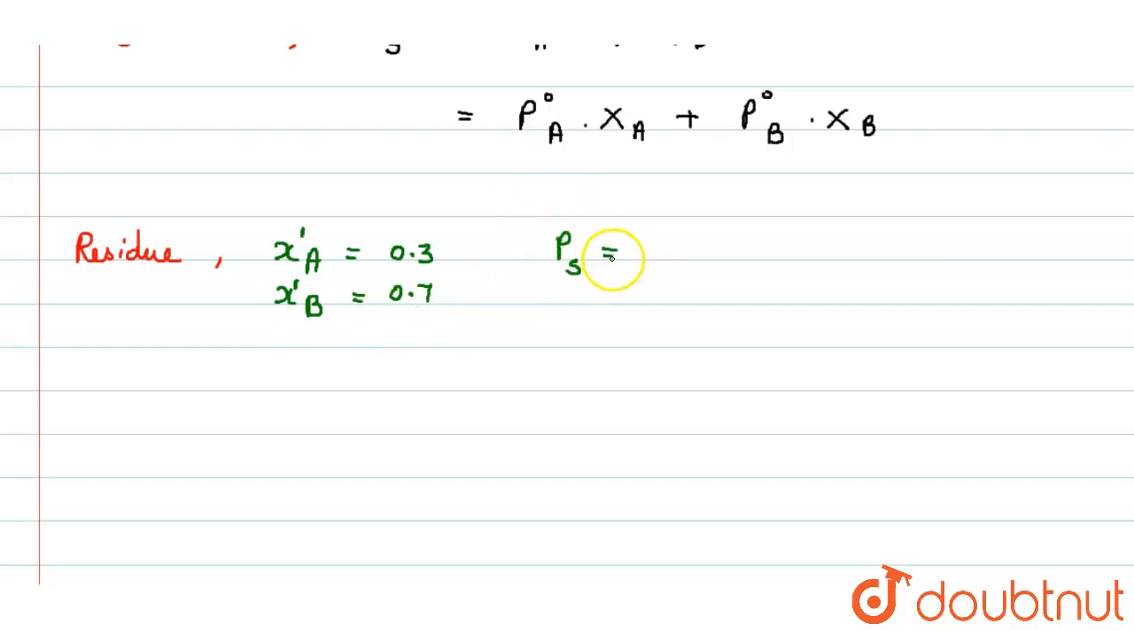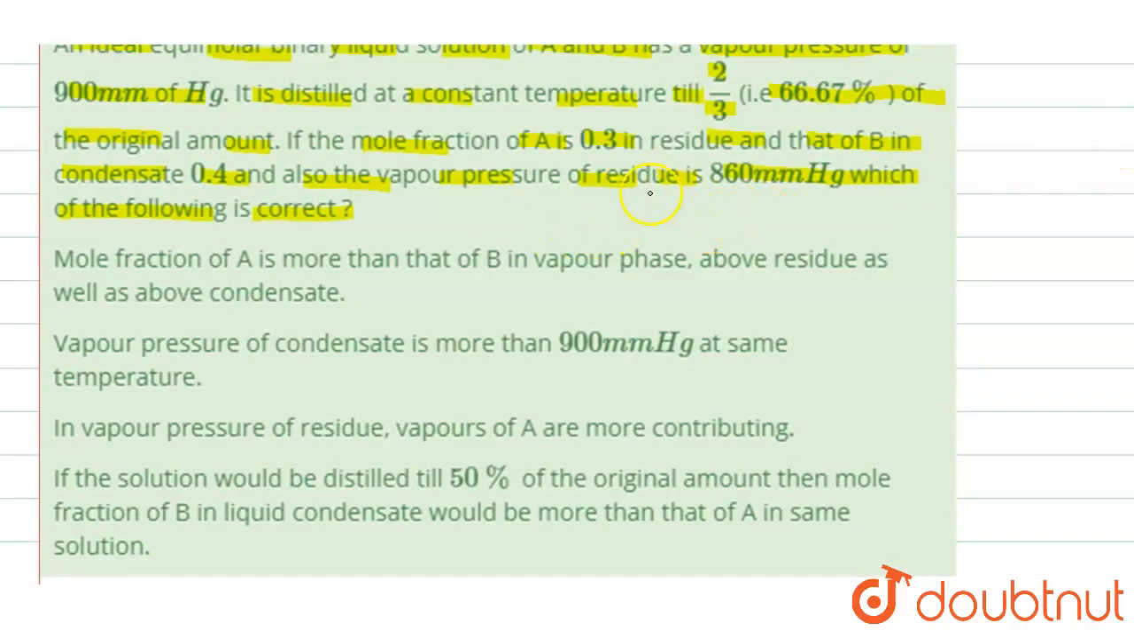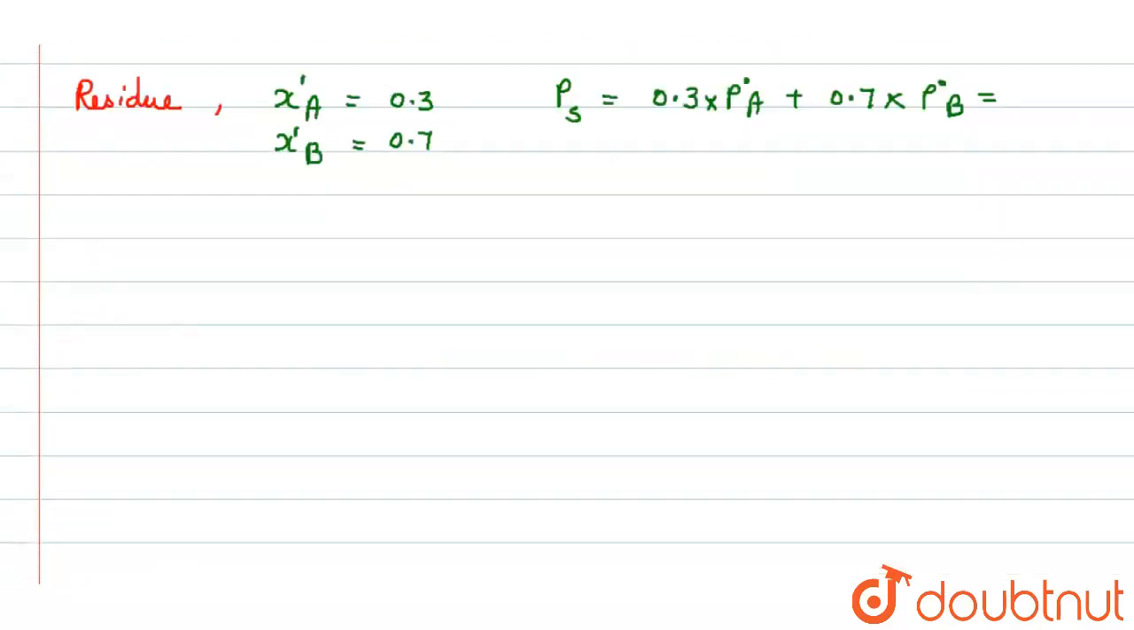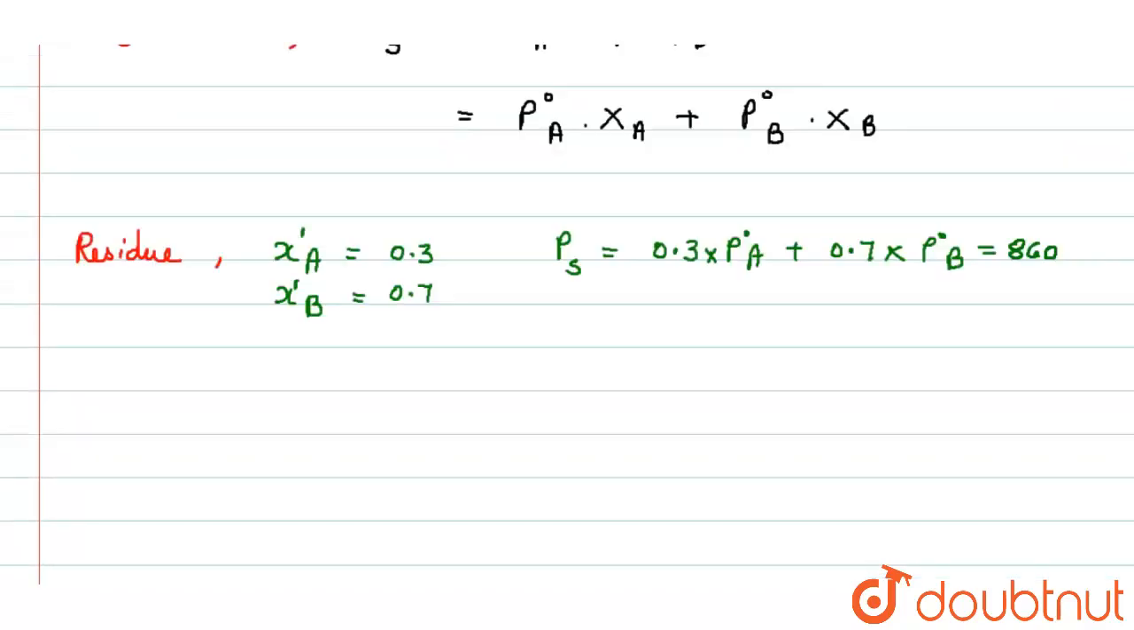Pressure of the solution is equal to 0.3 into P naught A plus 0.7 into P naught B. Let us take this equation. This is given overall as 860 mmHg. For the residue, pressure is given as 860 mmHg. So let us take this equation as equation 1.